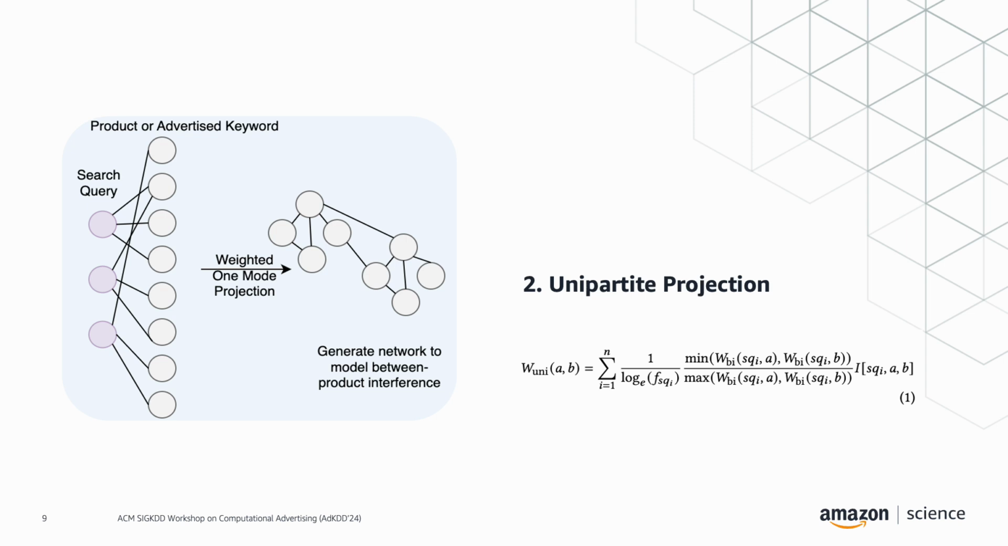This is because we have certain upper funnel search queries, for example, "buy gifts", which can show up for any product in our entire catalog, right? So that leads to a lot of connectedness in the one-mode projections. So we downweigh the contributions from those search queries.